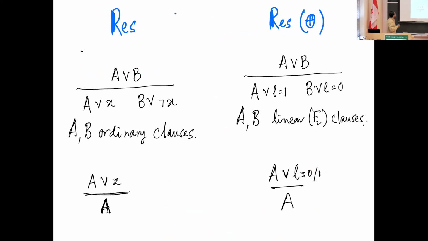So let me remind you what resolution and Res(lin) are for a second. In resolution, it's a very basic system. The basic rule is if you have two clauses like this, A or X, B or not X, then you resolve on X to get A or B. Okay, and the idea is you start from the axiom clauses and you derive the empty clause, thereby refuting the satisfiability of your given contradiction. And you also have the weakening rule, which is when you can introduce a new variable.